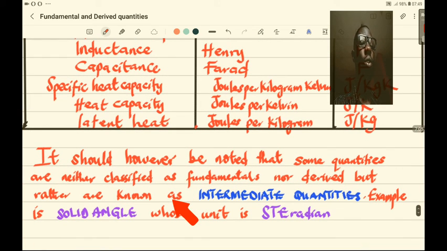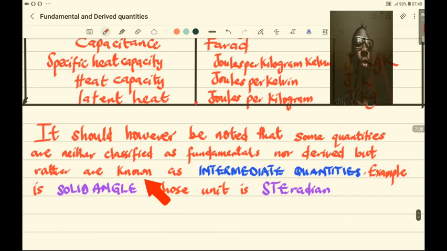There is something we should note, however. It should be noted that some quantities are neither classified as fundamental nor derived, but rather they are known as intermediate quantities. You cannot class them as being fundamental, and at the same time you cannot count them as being derived. An example is solid angle. Solid angle is an example of an intermediate quantity whose unit is steradian.